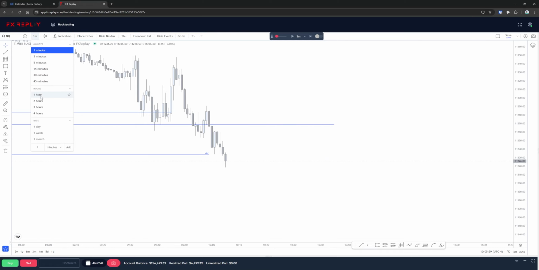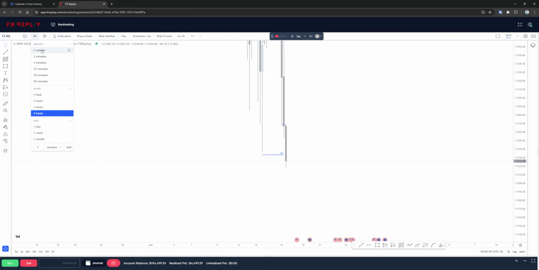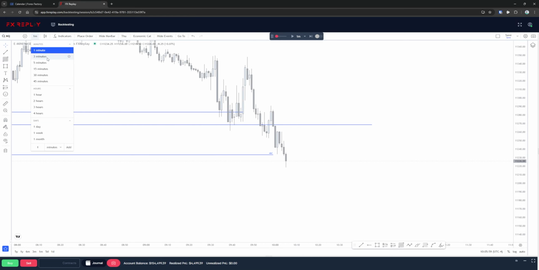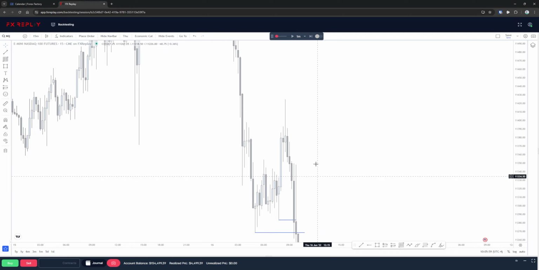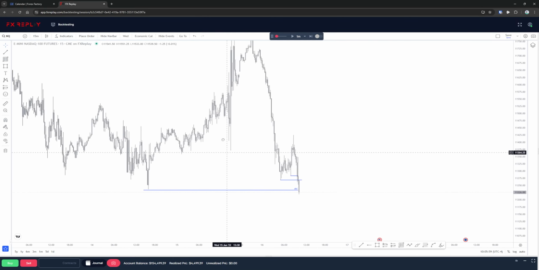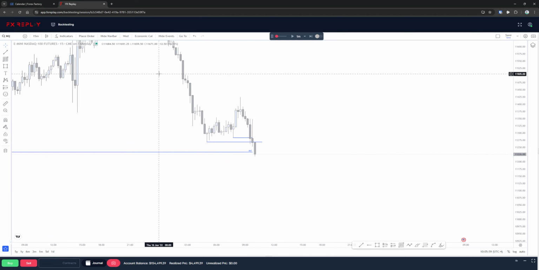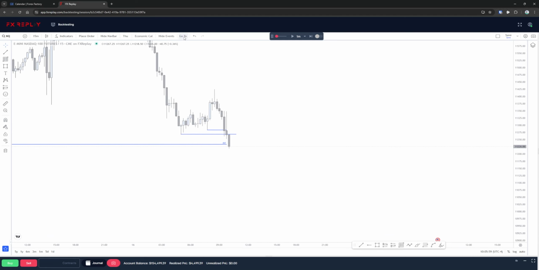So yeah, at this point, we've now taken this low. I'd only be really looking for longs. And to be honest, if I'm looking for a long, I kind of want to look at all this bearish price action. So yeah, we're going to move on to the next day.